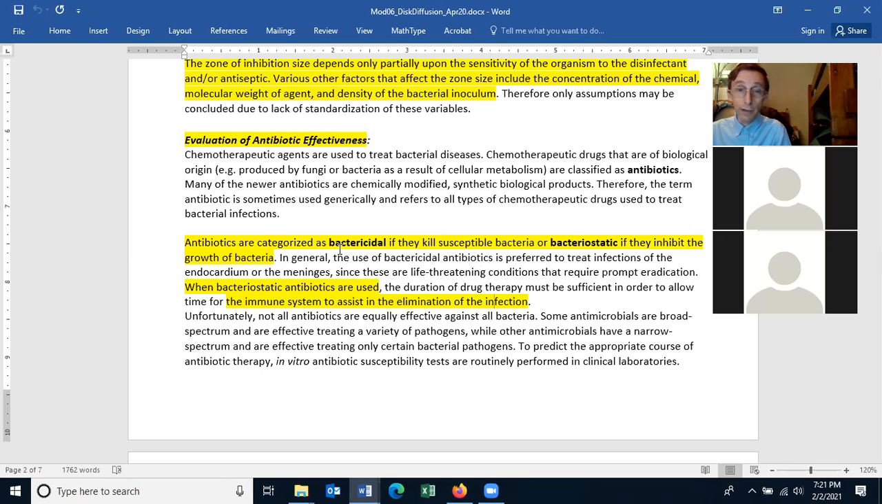There is another way you could determine it, and that is you could take off the disc containing the antibiotic and then re-incubate the plate. If the bacteria grow within the zone of inhibition, the antibiotic was bacteriostatic. If the bacteria do not grow in the zone of inhibition, then it's bactericidal.